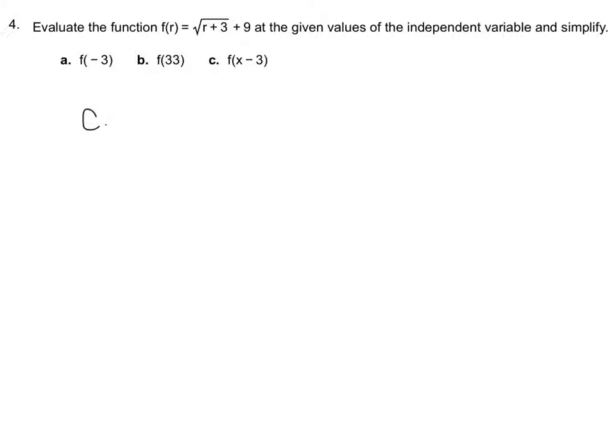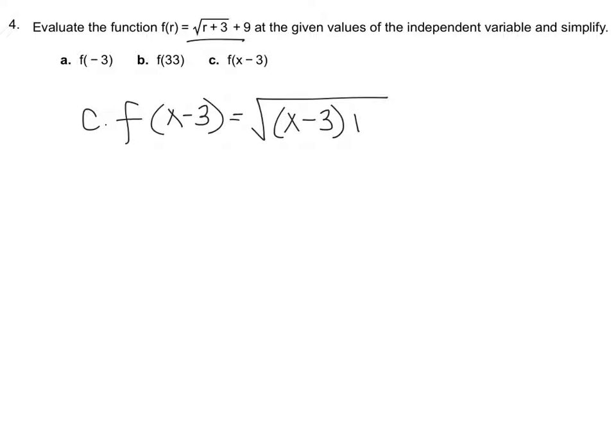Lastly, we're asked to find f of x minus 3. Now we have an expression, so we're just going to plug in an x minus 3 wherever we see r in the original equation. So I have the square root of x minus 3 plus 3 plus 9.